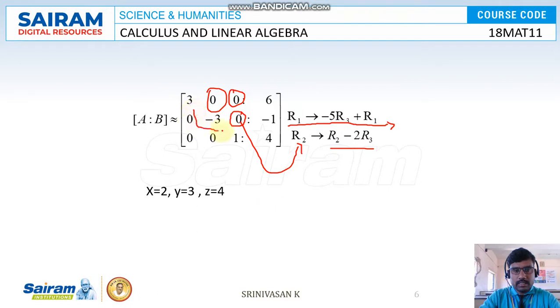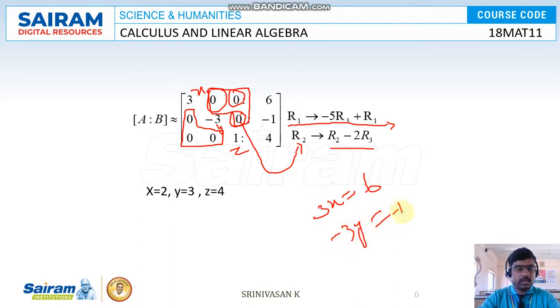So clearly this is upper triangular matrix and this is lower triangular matrix. So now compare the coefficient. So this is x and this is y and this is z. So 3x equal to 6 and minus 3y equal to minus 1 and z equal to 4.